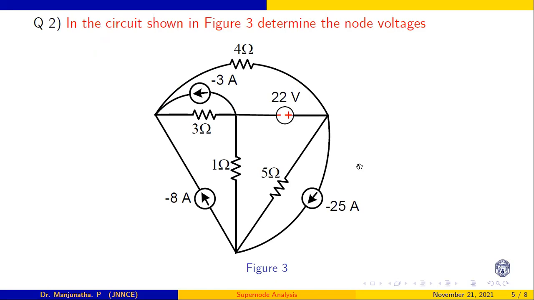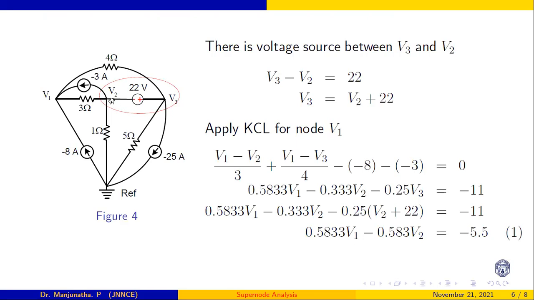Coming to the second example, there are 4 nodes, node 1, 2, 3. It is given that minus 8 ampere is coming towards this node, minus 3 ampere coming towards this node, and minus 25 ampere moving away from this node. There is a voltage source of 22 volts between these two nodes. So now we will draw a supernode for this. These are the supernodes.